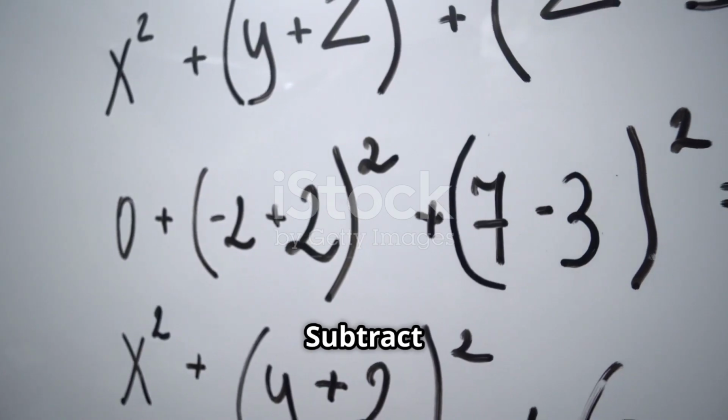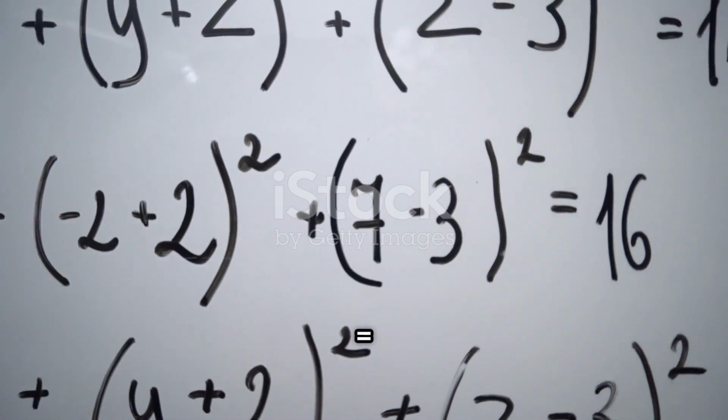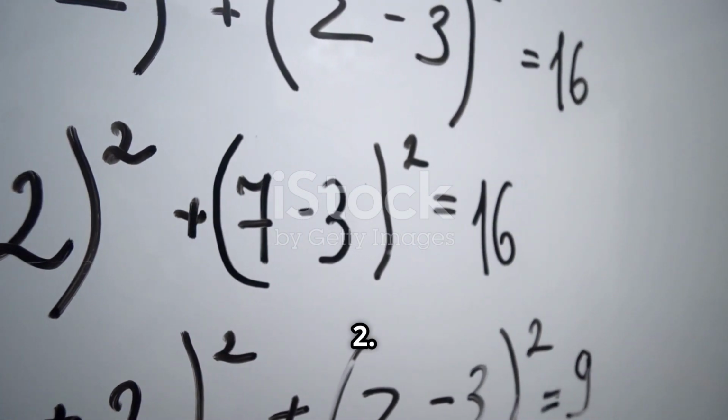To solve 2x + 3 = 7, subtract 3 from both sides. 2x = 4. Divide both sides by 2, x = 2.